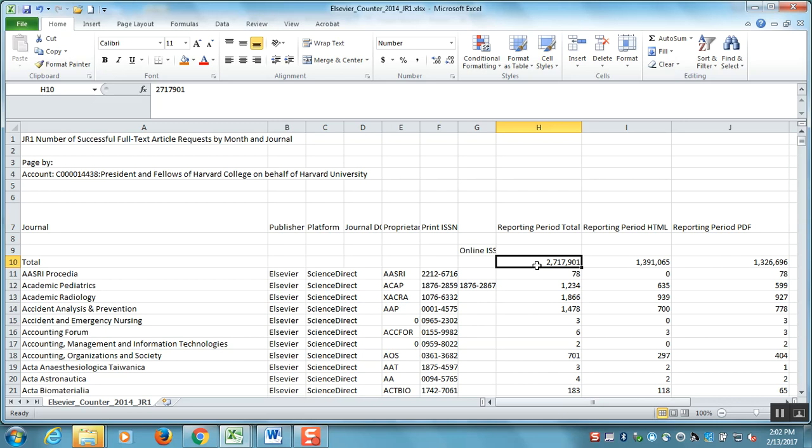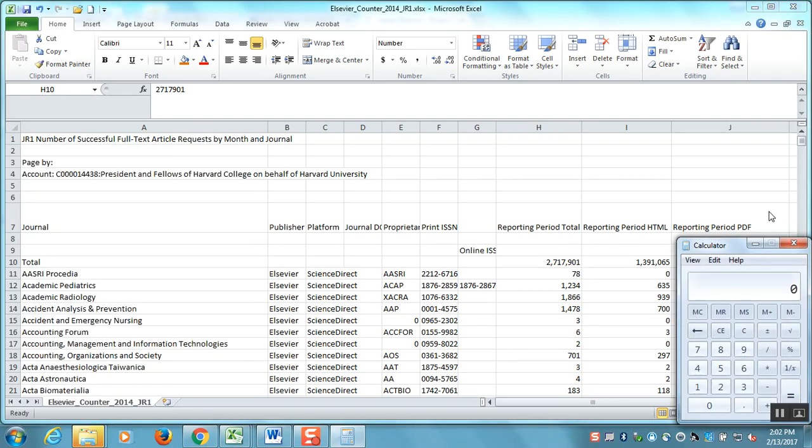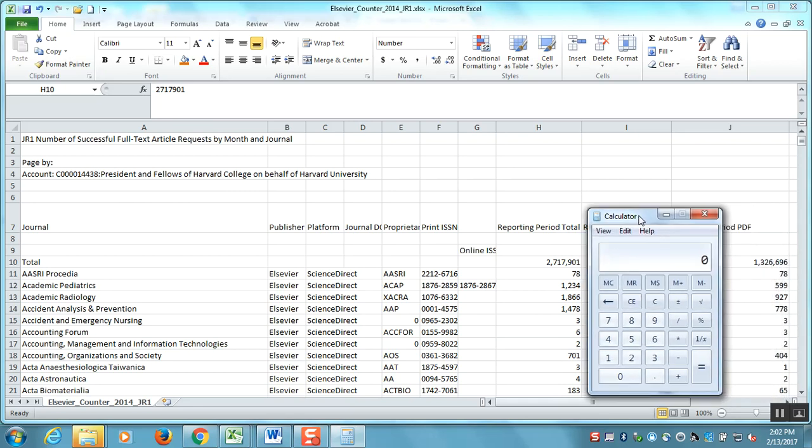So if you think about it, 2.7 million articles in a year, 365 days. I mean, we could do a quick calculation. So we bring up our calculator, and you could say 2,717,901 divided by the 365 days in a year means that there are 7,446 downloads in any 24-hour period at Harvard University, which is a tremendous amount of use.